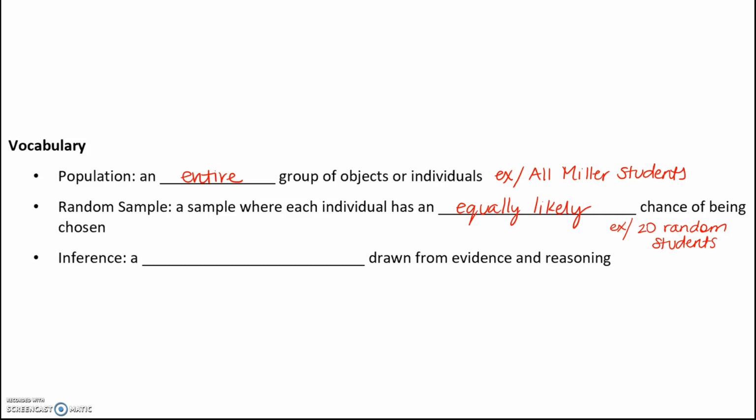Then our last word is an inference. An inference is a conclusion drawn from evidence and reasoning. So let's say I grab 20 kids to the side and I'm trying to figure out how many boys and girls there are at the school. If I grab 20 and, let's just pretend, 10 are girls and 10 are boys, then I can make an inference, or a conclusion, that half of all the students at Miller are boys and half of all the students at Miller are girls. So that's what it means to make an inference.